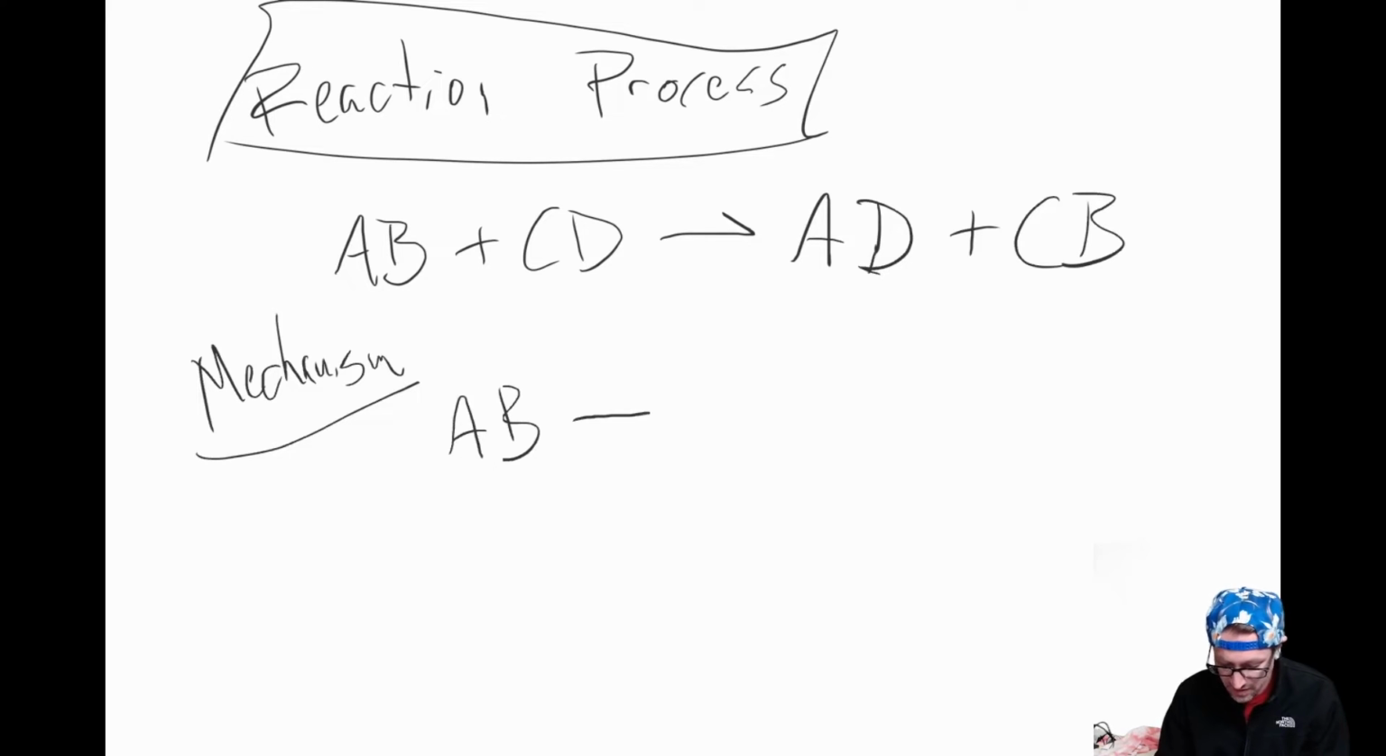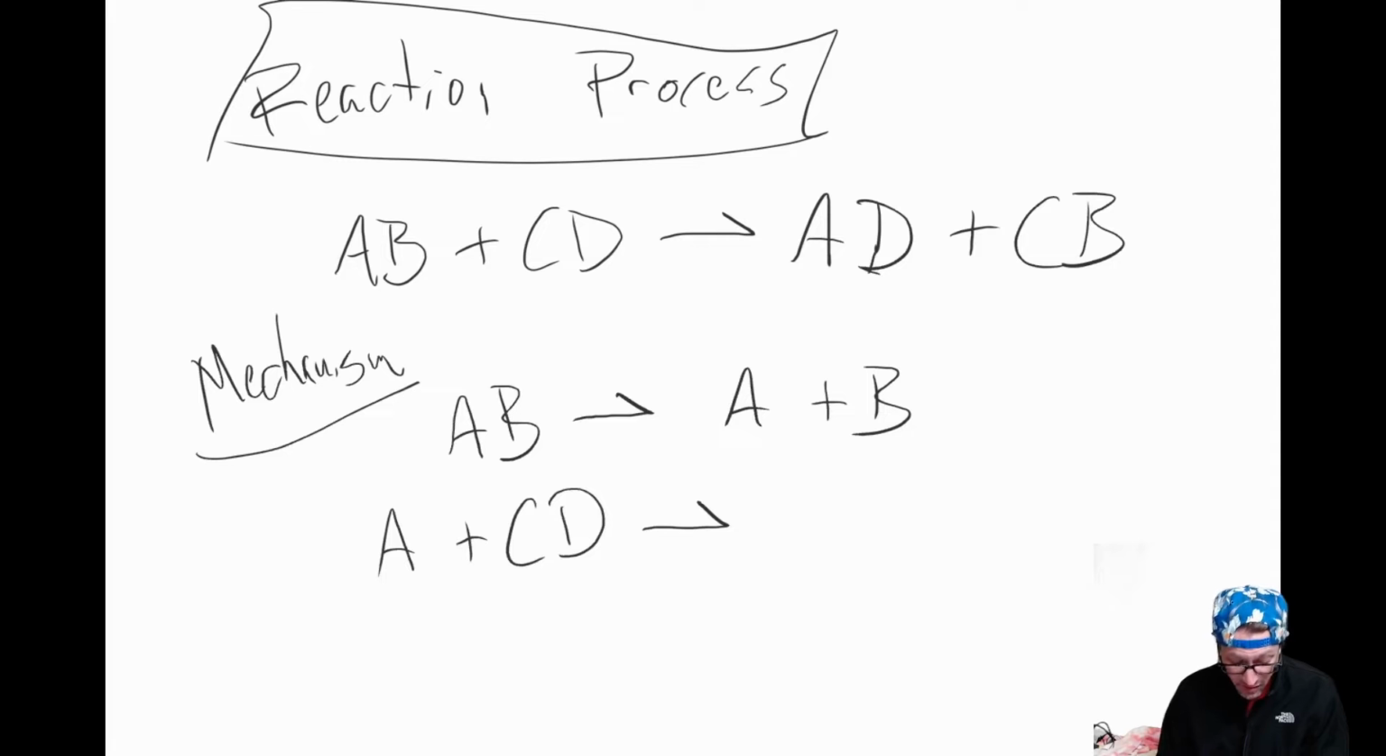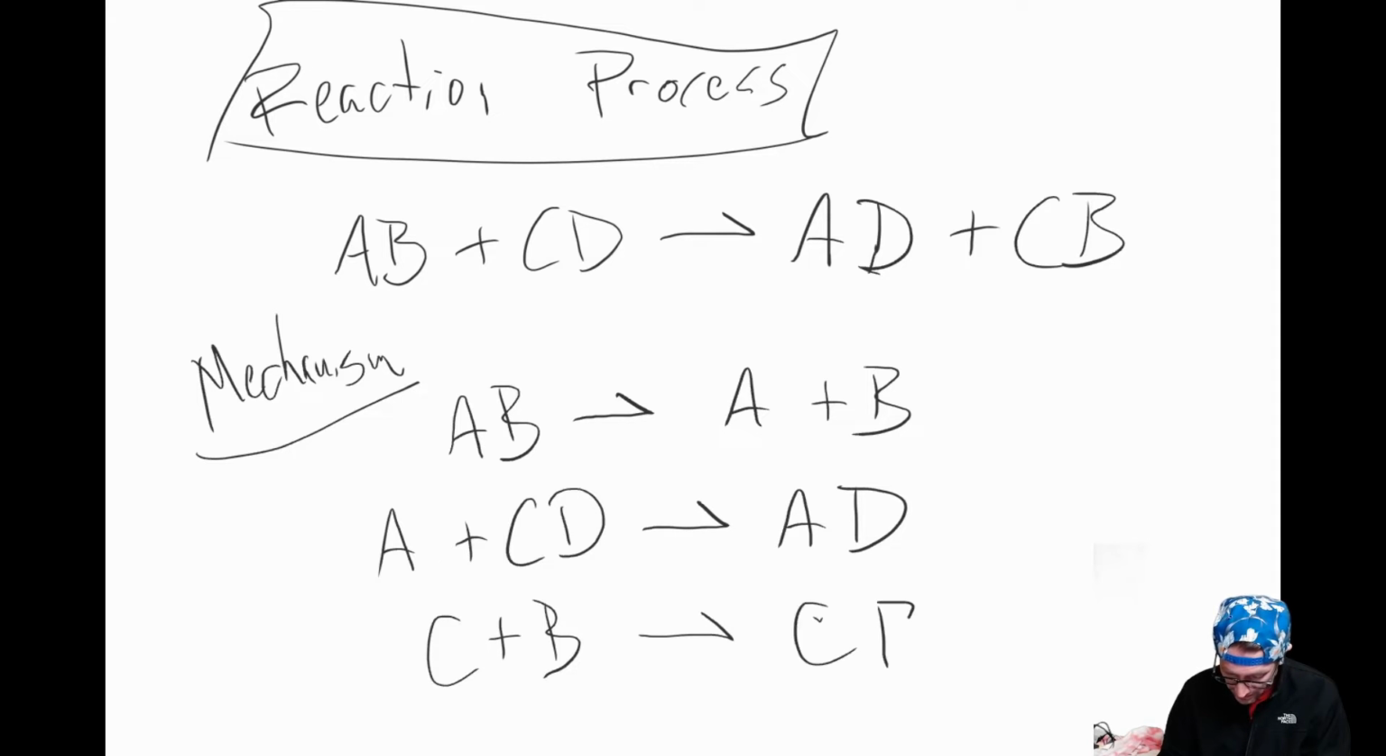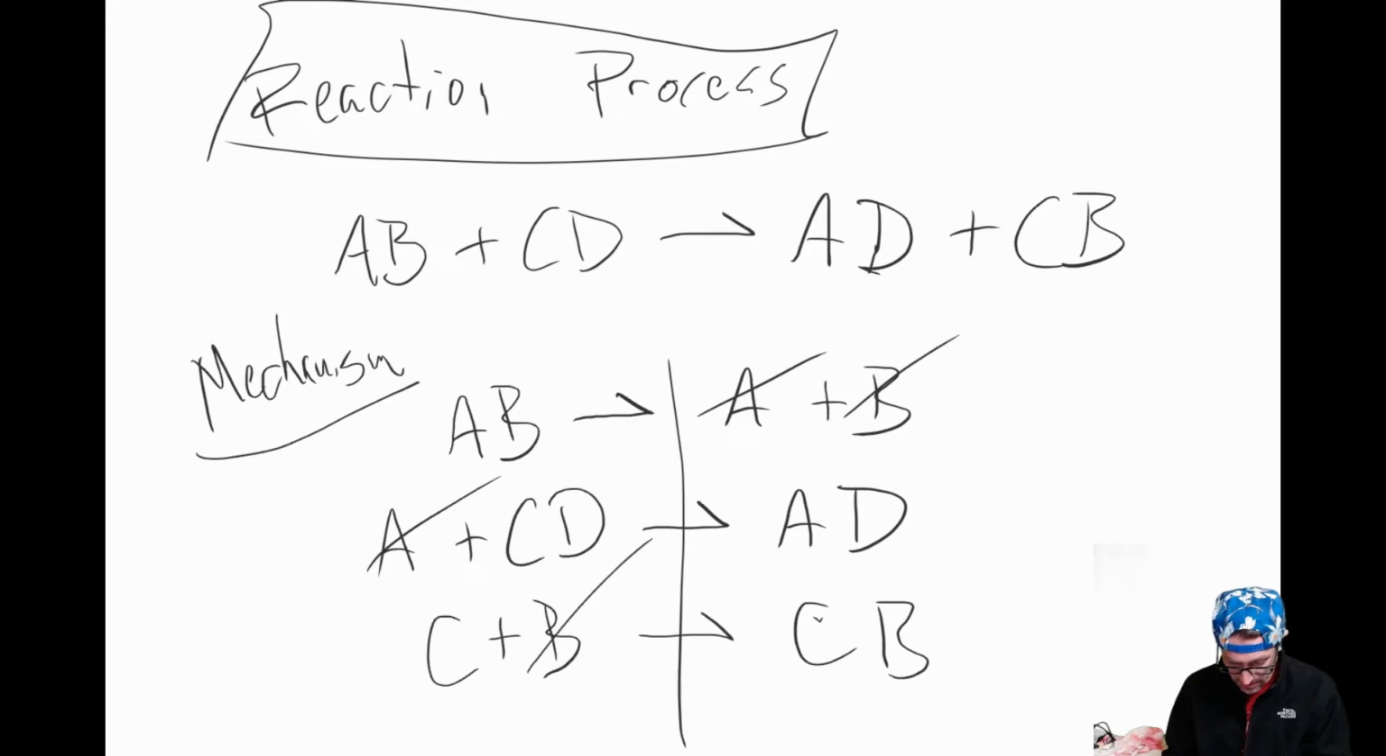Maybe AB decomposes into A plus B. And then maybe A plus CD, maybe those actually run into each other and hit and form AD. And then maybe you have a C floating around that runs into that final B to form CB. Well, if we add everything up on both sides of the equation, what we're going to find out is that A cancels that A, everything cancels out. That B with that B, and then I've got a C floating around somewhere. Oh yeah, there would have been a plus C here, right? And then we have that.